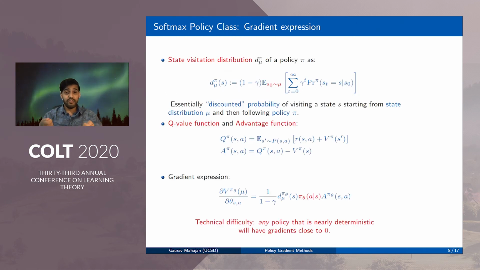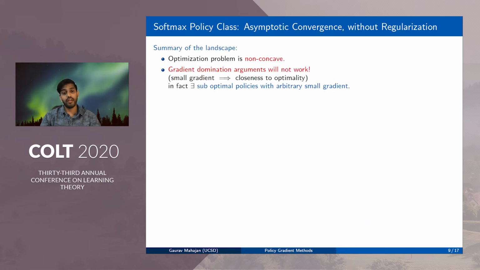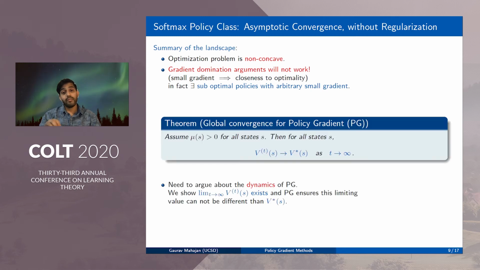But as you observed before, there exist suboptimal policies with arbitrarily small gradient. But in spite of this difficulty, we'll show a positive result: the policy gradient algorithm asymptotically converges to the optimal policy. To prove this statement, we have to argue about the dynamics of the policy gradient. In fact, we show that the limit of the value function exists, and policy gradient ensures that this limiting value cannot be different from the optimal value.